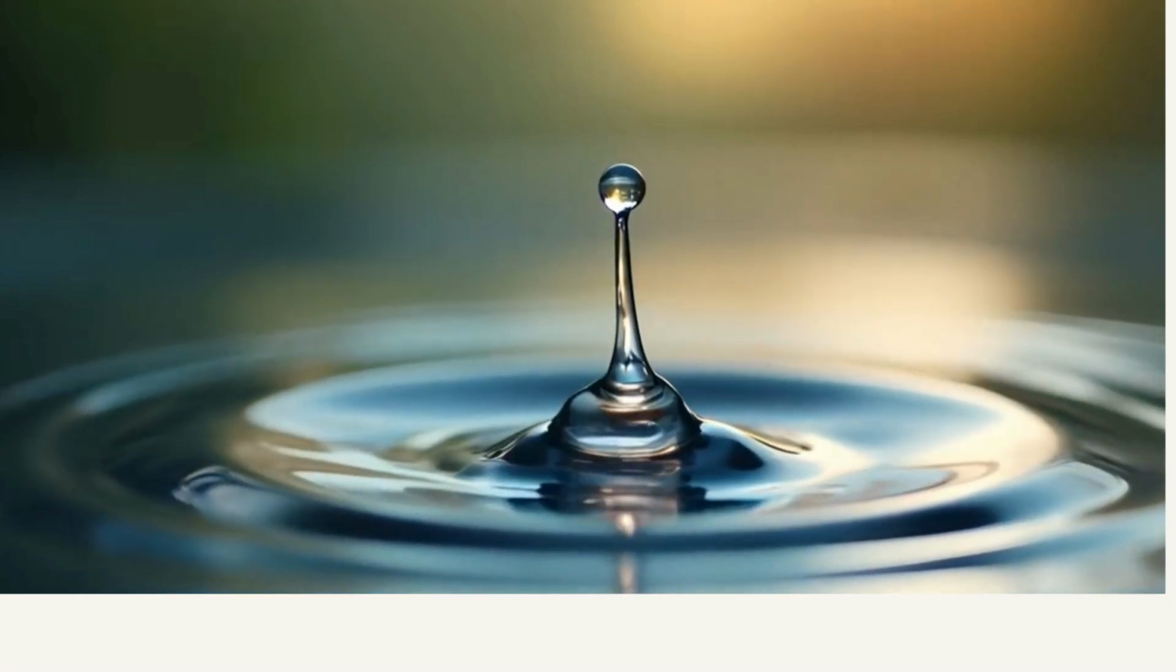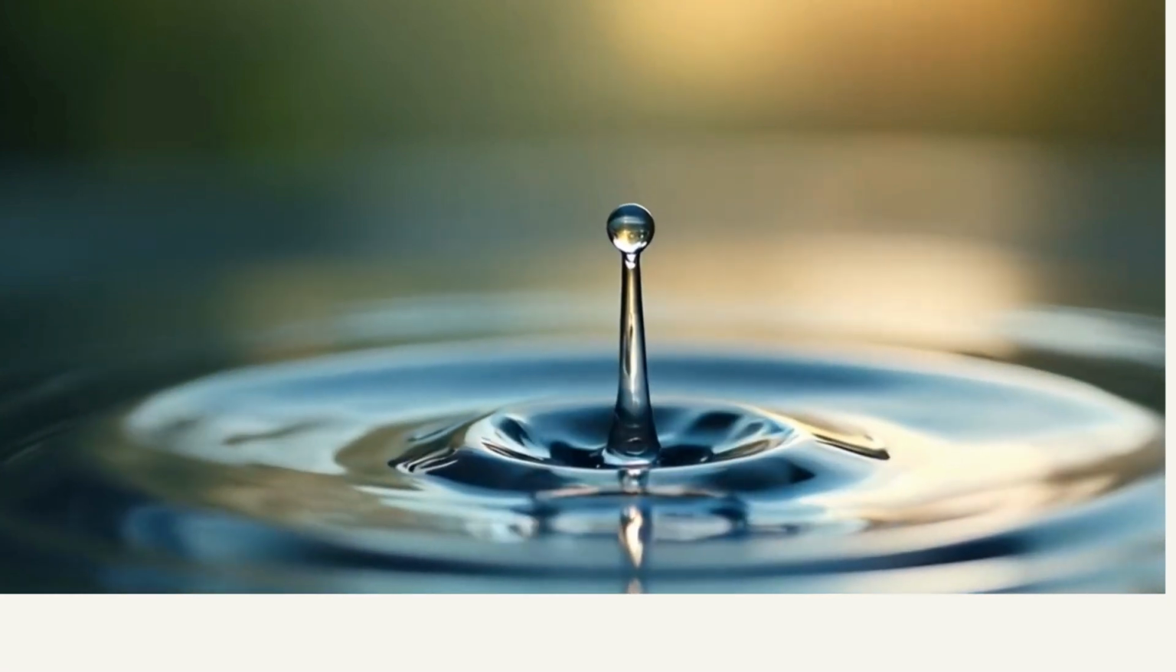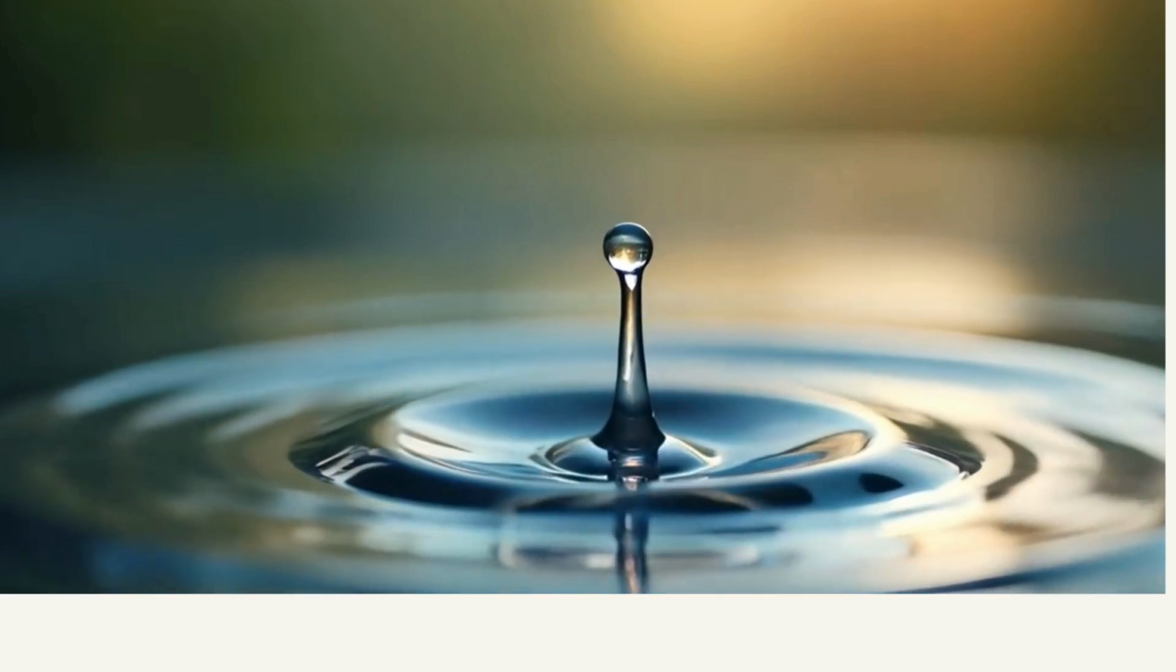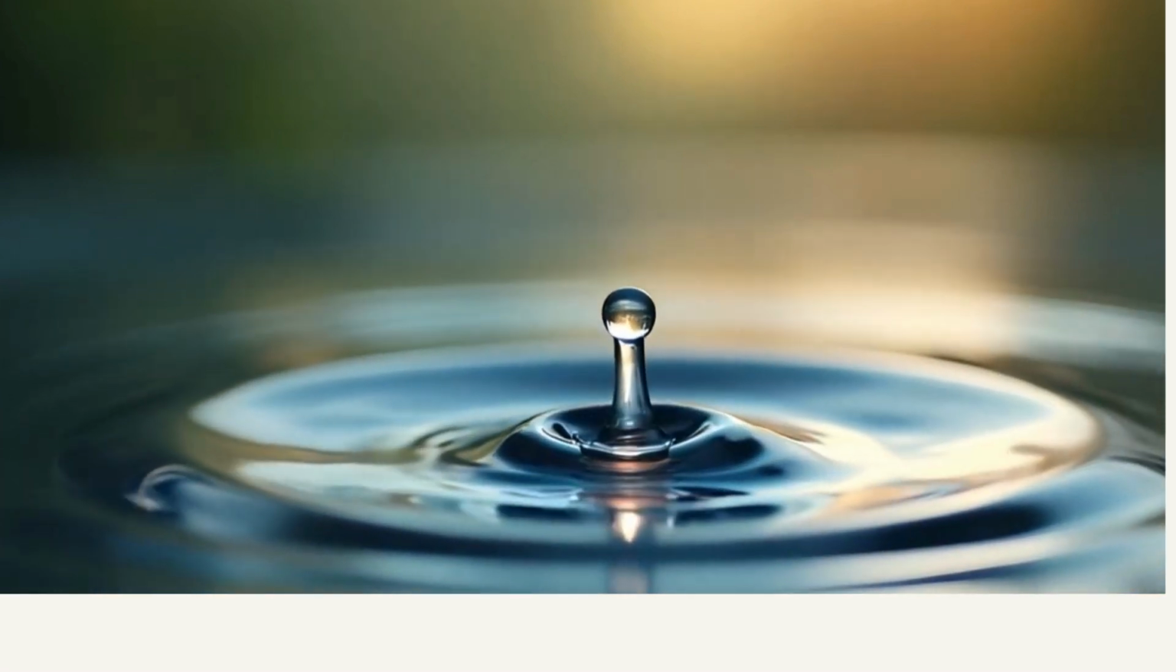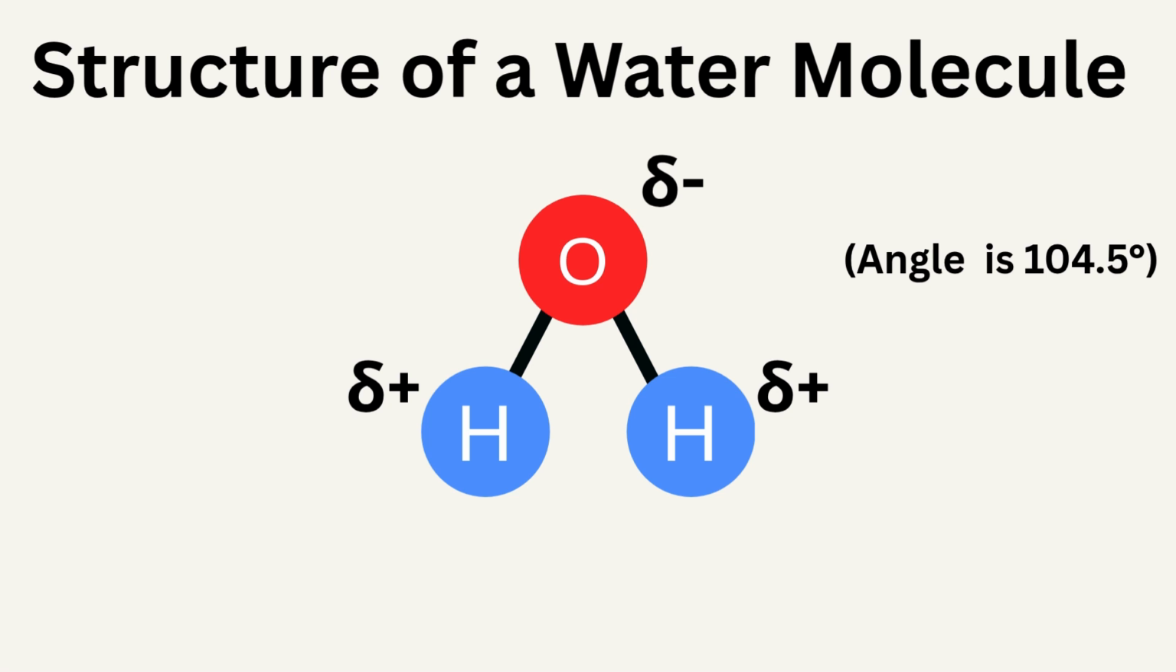First, we're going to start off by looking at the structure of a water molecule. This is a key area where students make mistakes, but it is so easy to master. Water is a polar molecule. It has slightly positive hydrogen atoms and a slightly negative oxygen atom. The reason for this is because of the covalent bonds within the water molecule between the oxygen and the hydrogen.